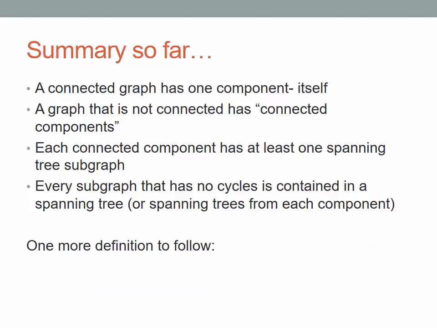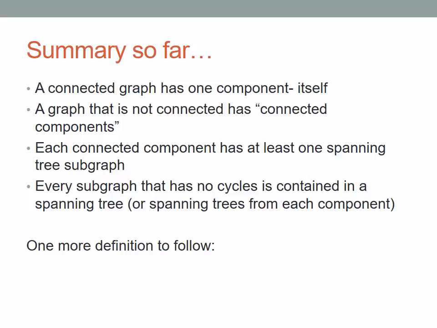So what we've said so far: a connected graph has one component, itself. And therefore, if it's not connected, it has more than one component. And each component has at least one spanning tree subgraph. And every subgraph that has no cycles is contained in a set of spanning trees.